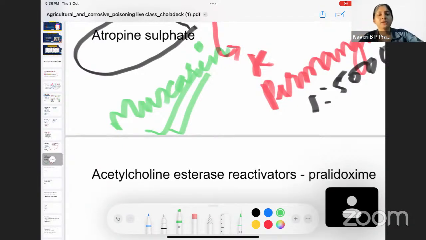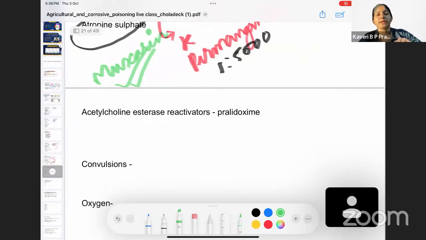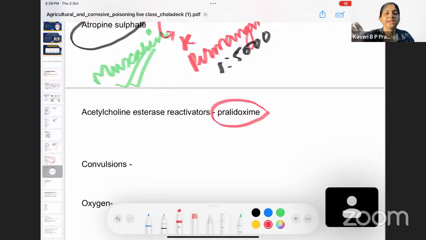Okay. Now coming to one more method of treatment, you can give pralidoxime. So what is pralidoxime? It is an acetylcholinesterase reactivator. That is, it will prevent the aging of acetylcholinesterase.